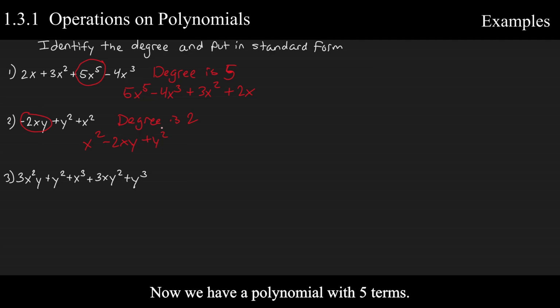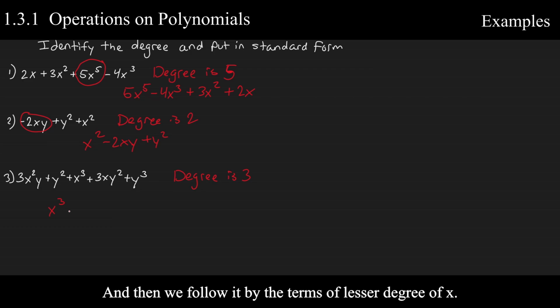Number 3, 3x squared y plus y squared plus x cubed plus 3xy squared plus y cubed. Now we have a polynomial with 5 terms. Starting with x, we find our highest degree term, which is x cubed. Therefore, our degree is 3, and we put the x cubed in front. And then we follow it by terms of lesser degree of x.